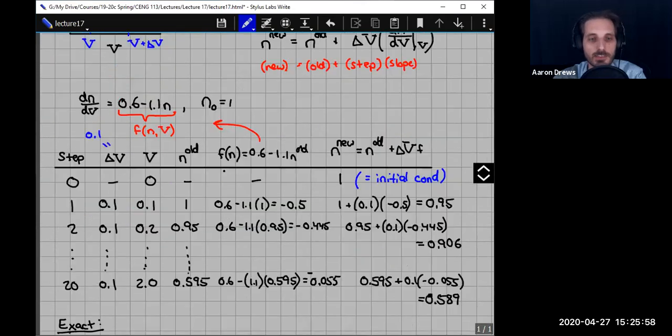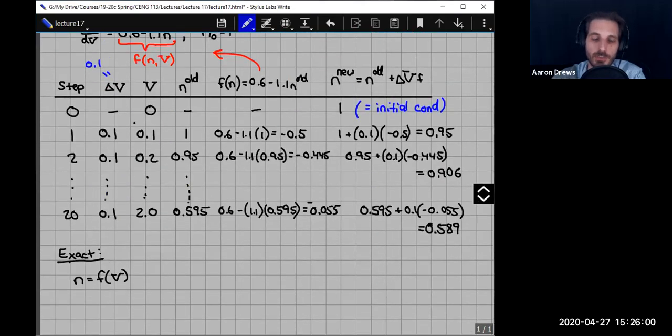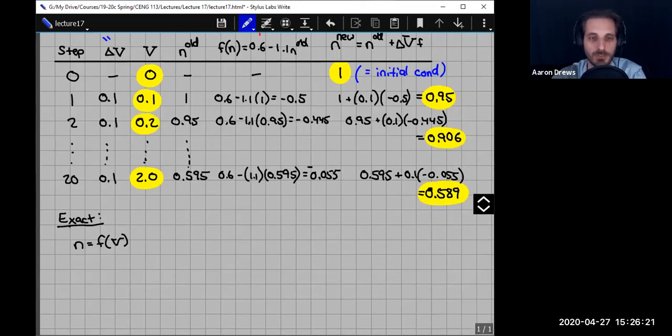That's not the case with numerical approximation, right? We only have pairs. So we only know that when v is 0, the value of n is 1. We know that when v is 0.1, the value of n is 0.95. When it's 0.2, the value is 0.906. When it's 20 steps later and 2.0, we know the value of n is 0.589.